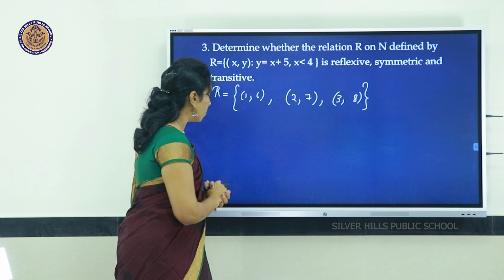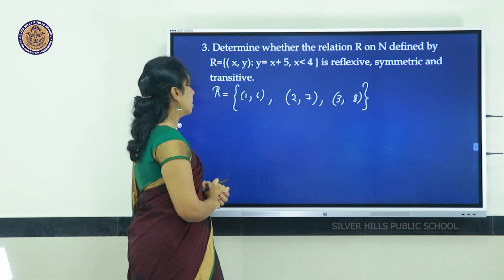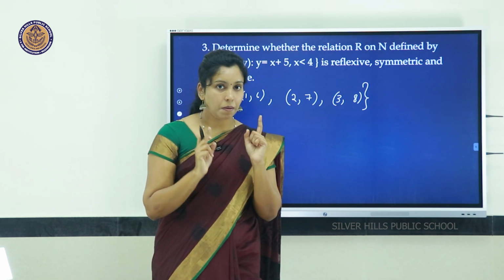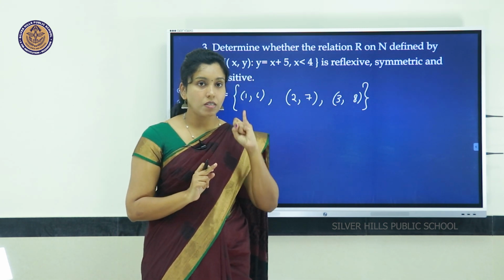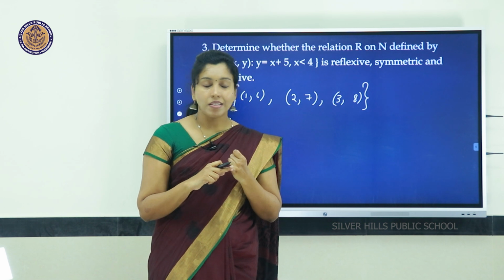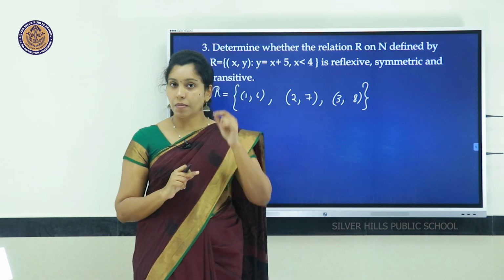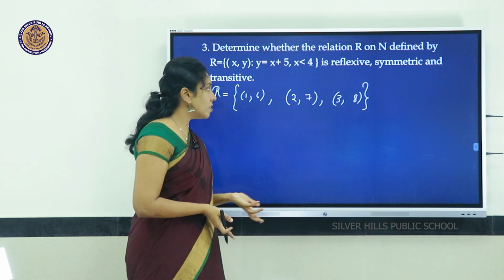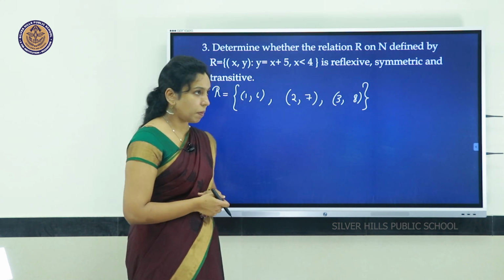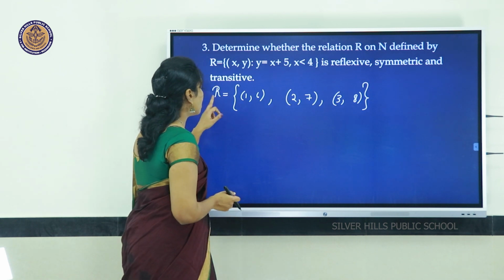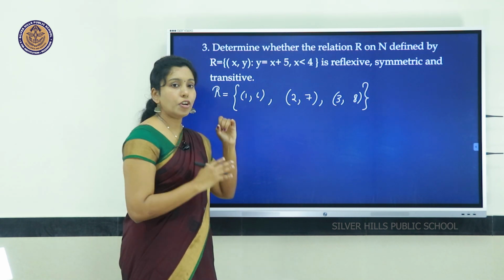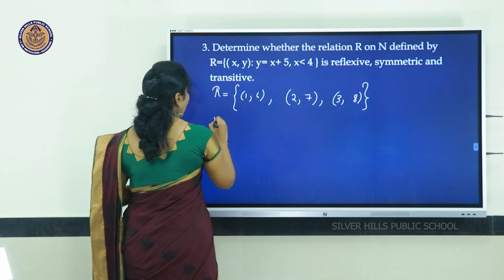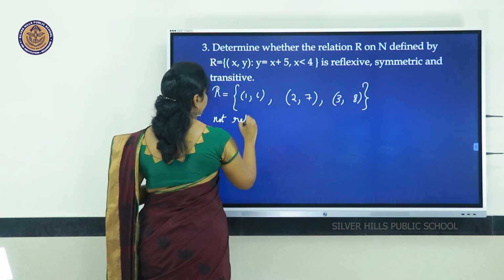What about reflexive? Is this relation reflexive? For that, remember (a, a) belongs to R. So, which is the first element in the set? We are dealing with natural numbers. The first element is 1. Is (1, 1) present? No. So, 1 itself is absent. So, we need not check the remaining. So, we conclude this relation is not reflexive.